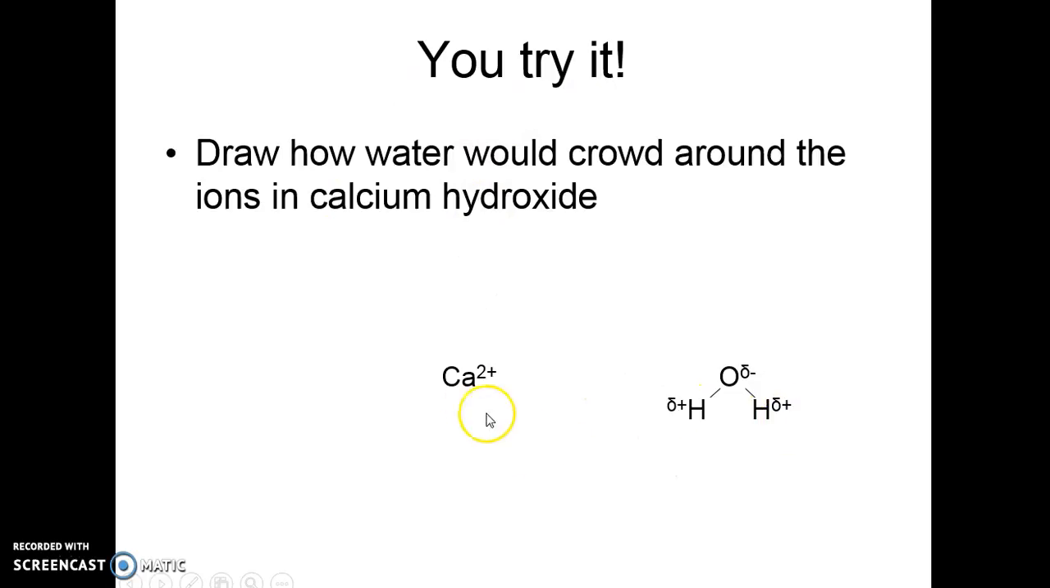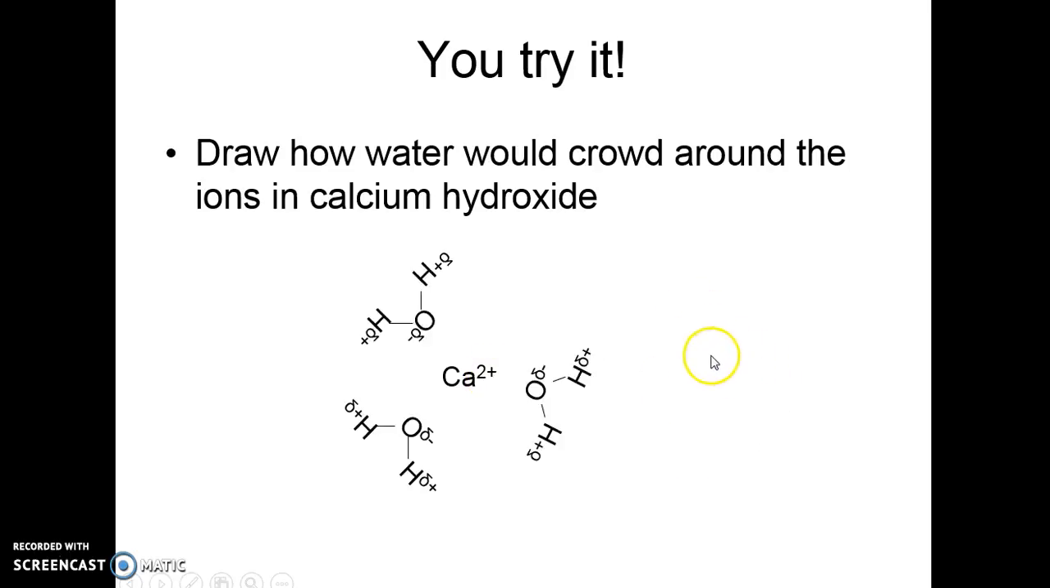Here's a water molecule. What part of this water molecule is going to be attracted to the calcium? It's going to be the negative oxygen end. So we'll draw several of them around the calcium ion like this. Negative closest to the calcium.